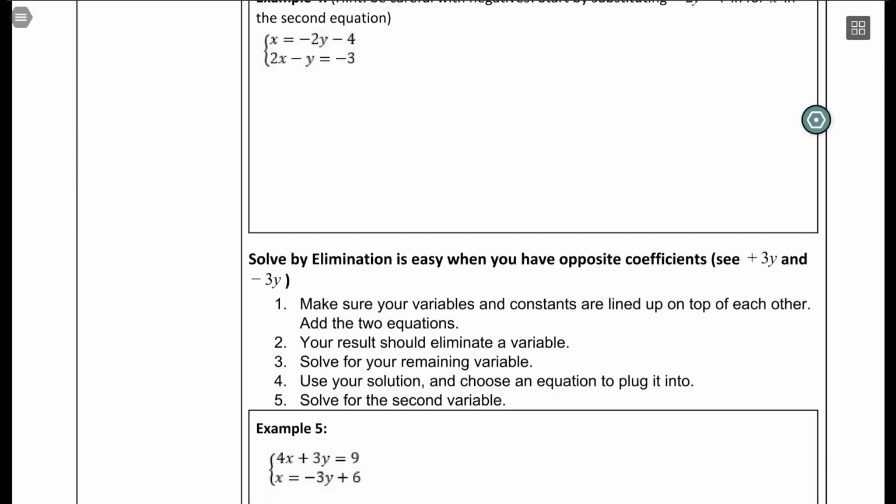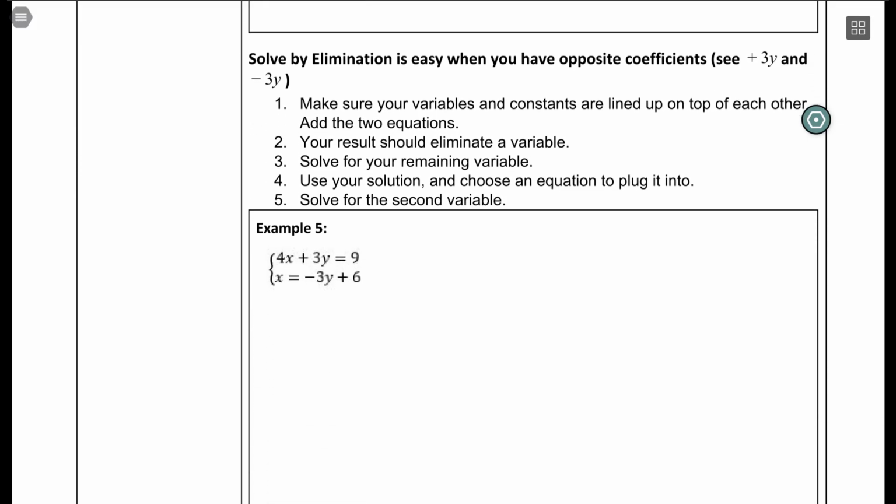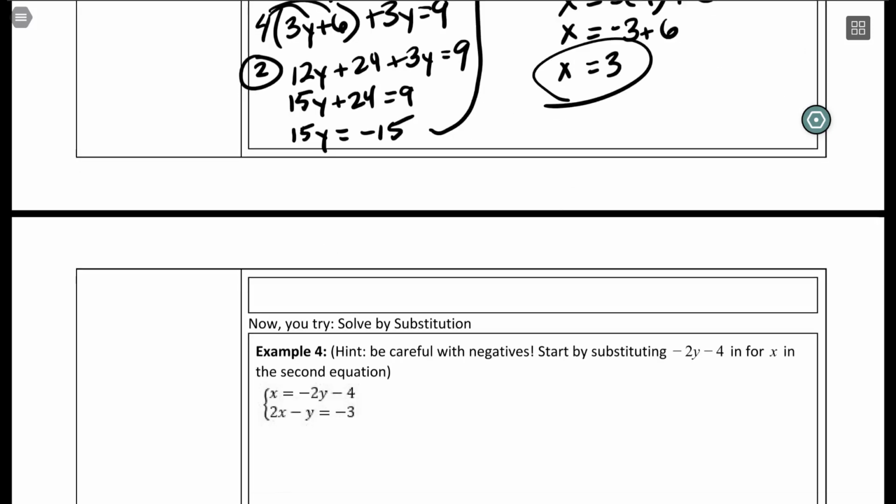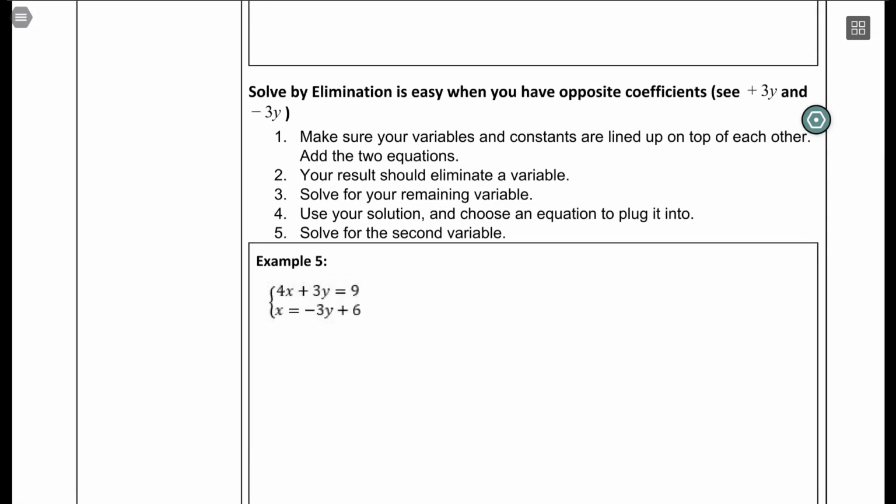Our next example is going to show you a way to solve by elimination. When do we want to use elimination? Well, we want to use elimination when you have opposite coefficients. So for example, in one of our sets, we had a positive 3y and a negative 3y. That's when we would want to do this.